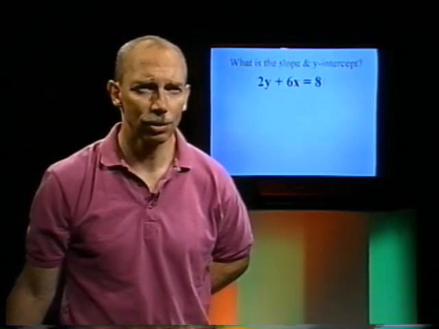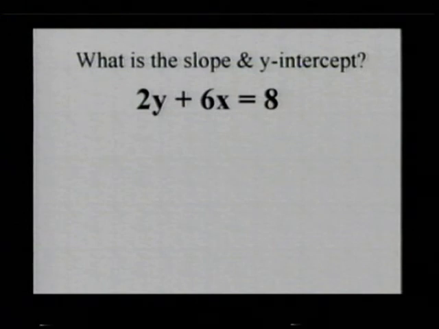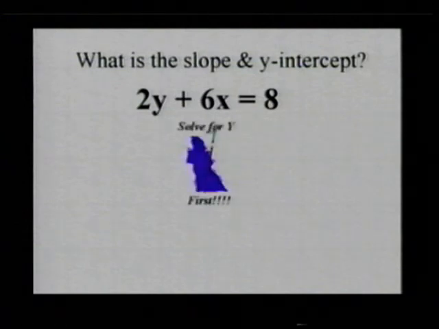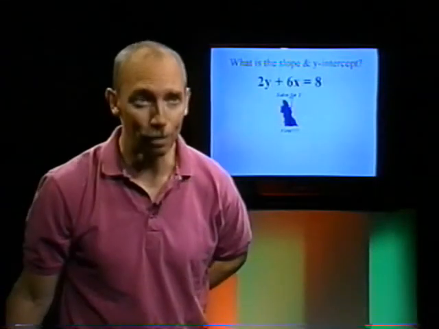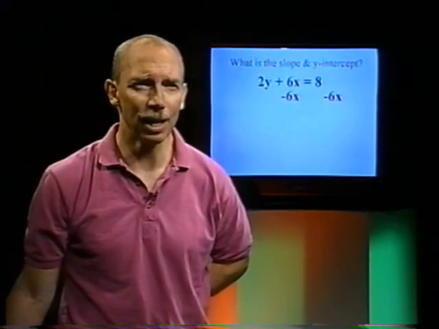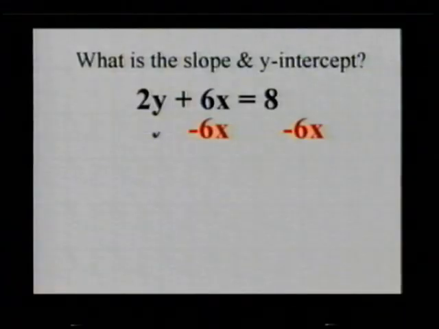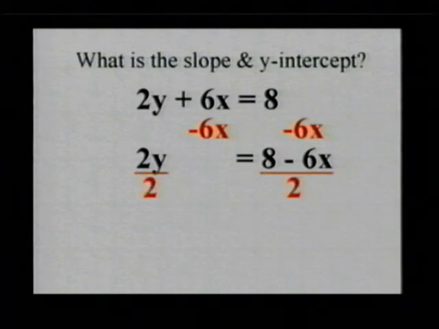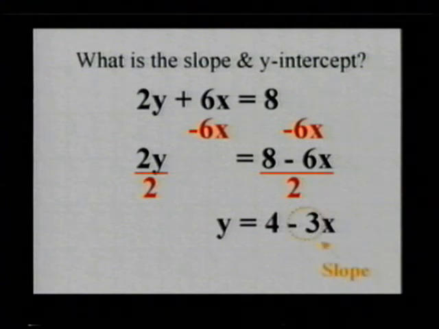So in this case, to find the slope and the y-intercept, you've got to begin that way. Subtract 6x from both sides, divide both sides by 2, and now we can do it. Now that you've solved for y, the slope will be minus 3, and the y-intercept will be 4.